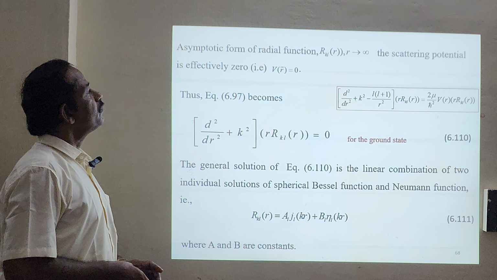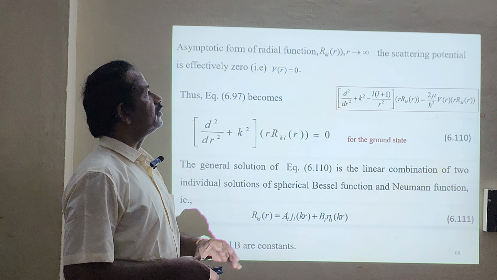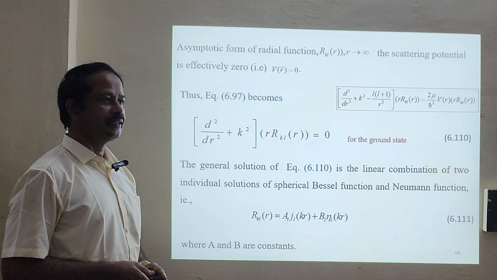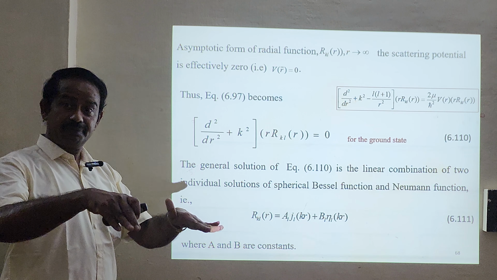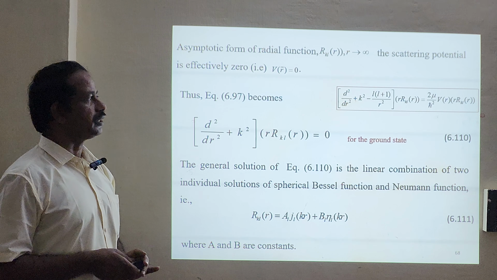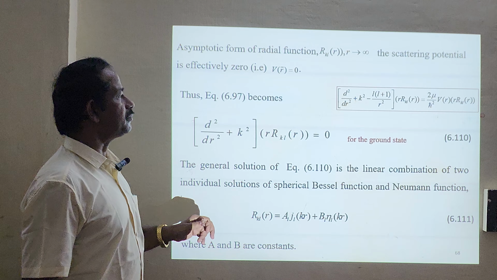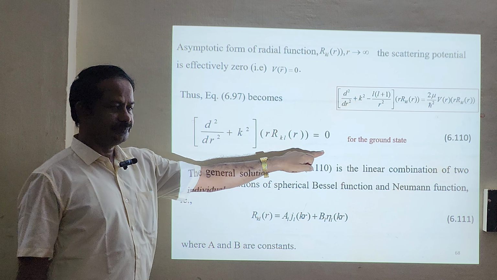Now the asymptotic behaviour of the radial function. When r tends to 0, we know that v of r equals minus e squared by 4 pi epsilon naught r, as we learned in the last classes. When r tends to infinity, v of r will be 0. Now equation 6.97 becomes, for L equal to 0, the ground state, exactly like this.